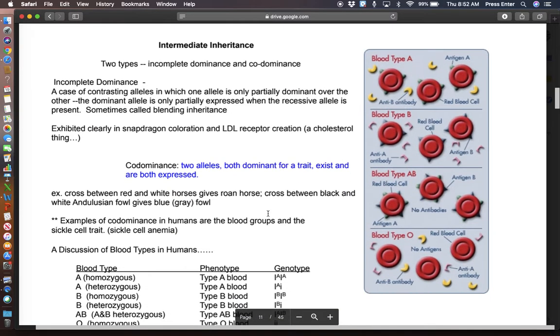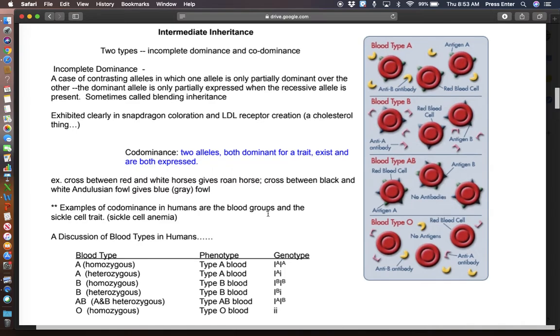Intermediate inheritance. I love intermediate inheritance. I love it for a couple of reasons. One, because I got in trouble with it one time with my mother's tulips. We'll save that story for another day. Okay, and also because it's really cool to see how your blood types occur.